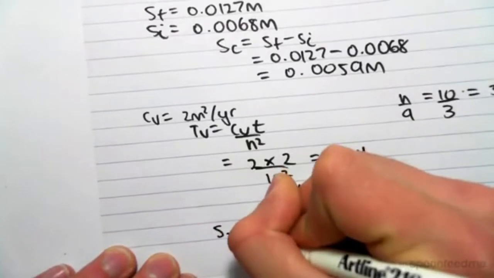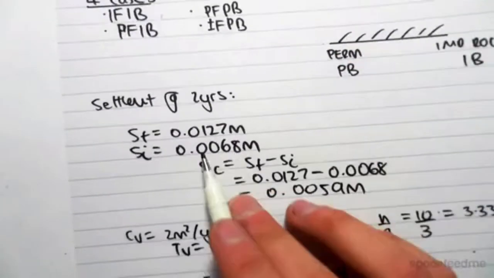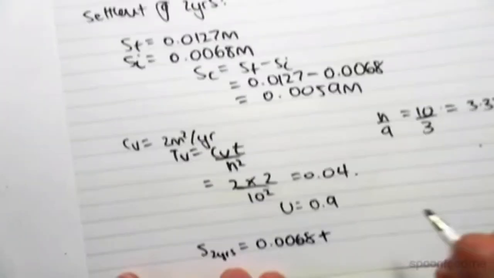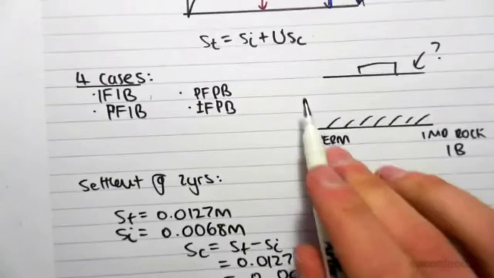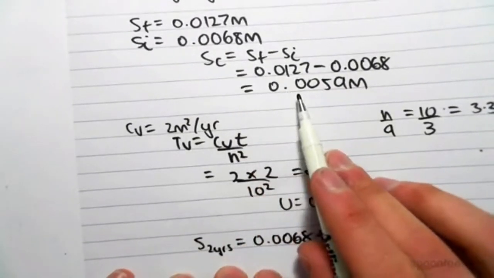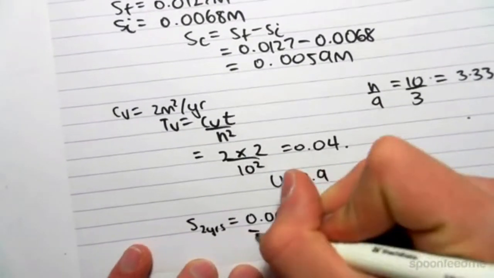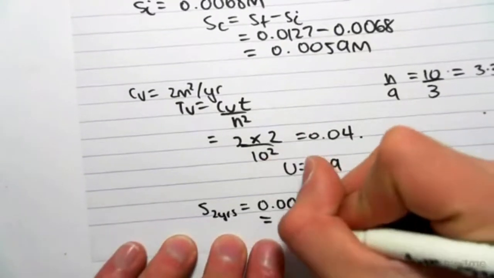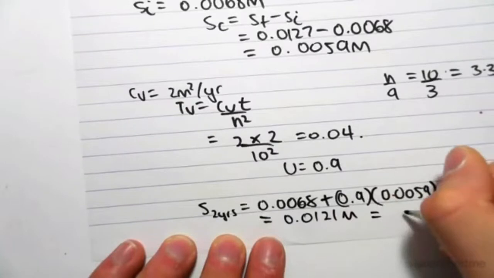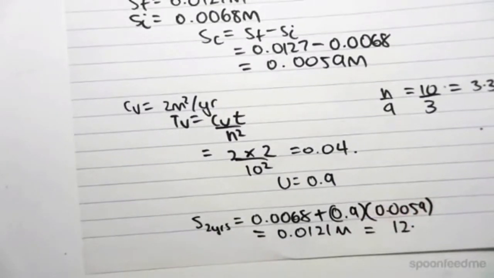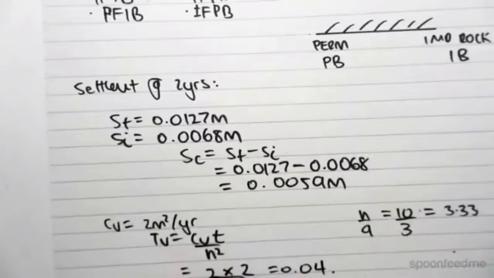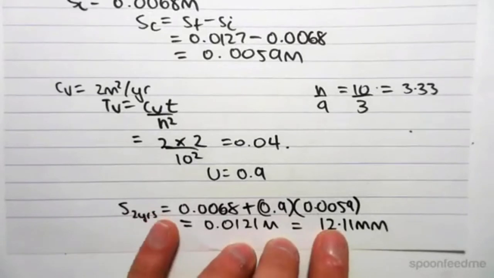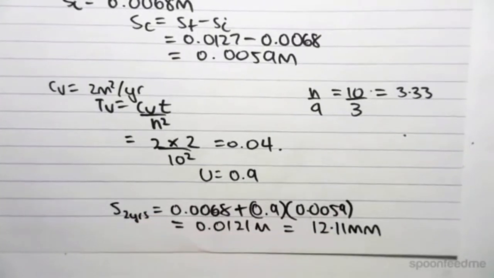Then you could find our settlement at 2 years. So the settlement at 2 years would equal the initial settlement, which we found to be 0.0068 meters, plus U, which we just found to be 0.9, the degree of consolidation, multiplied by the consolidation settlement, which we found to be 0.0059. So if we work this out, we get 0.9 times 0.0059 plus 0.0068, which is 0.0121 meters, which is 12.11 millimeters. Okay, so you can see that our final settlement was 12.7 millimeters, or 0.0127 meters. So we're almost at our final settlement at 2 years, because our settlement at 2 years is 12.11 millimeters. Anyway, guys, hope that helps.